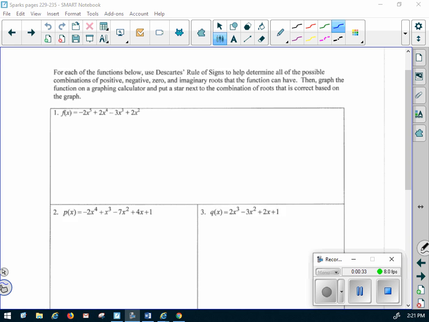Now you may be thinking, what's the point of doing all this? It's another tool in your toolbox. It's just another thing to help you understand polynomial functions.